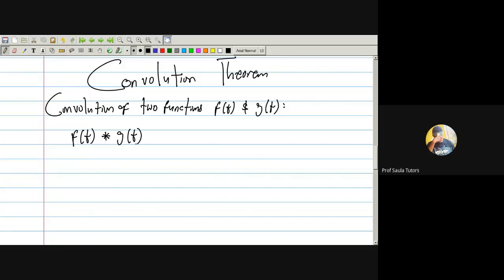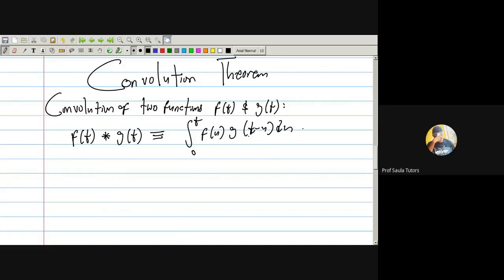Now, what is the convolution of two functions? For example, you are asked that you have two functions, f of t and g of t. What is the convolution of those two functions? So you say f of t asterisk g of t. You see this convolution that you're having here is the integral from 0 to t of f of u, then g of t minus u du. This is the convolution of two functions. Exactly. If you are asked to find the convolution of these two functions, this is what you have.